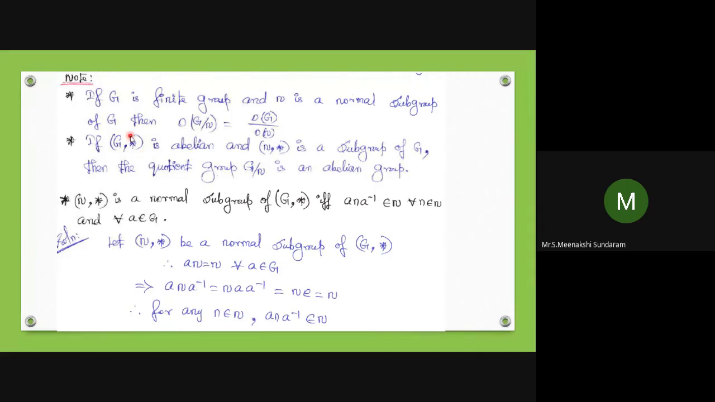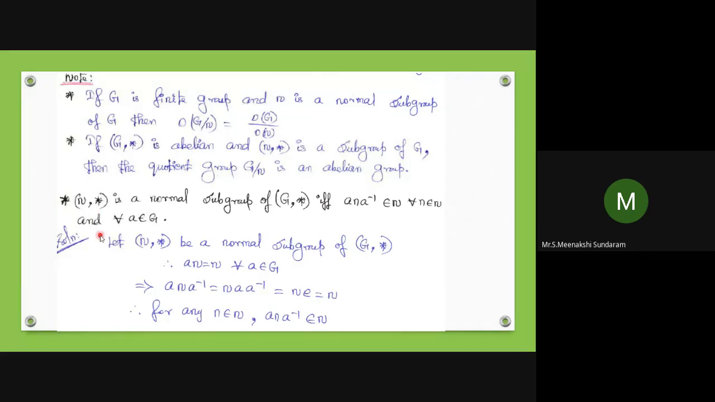If G, star is an abelian group and N, star is a subgroup of G, G is an abelian group, N is a normal subgroup of G, then the quotient group G over N is an abelian group. G is abelian and automatically G over N is also abelian. No need to check, that is a statement.